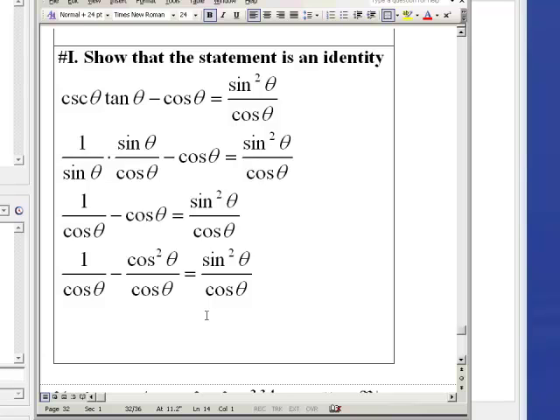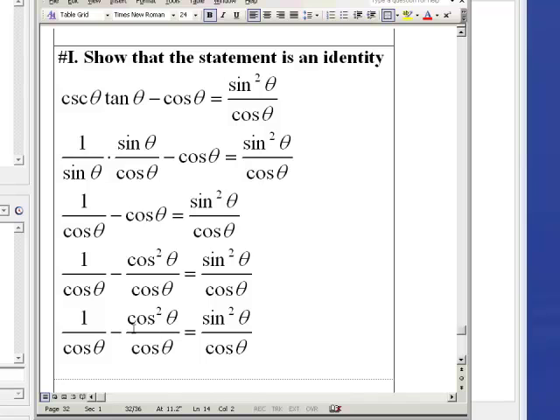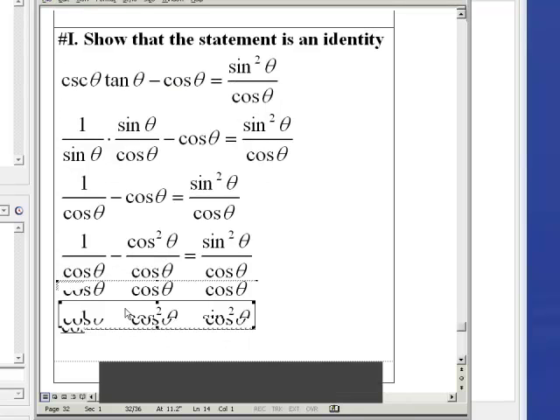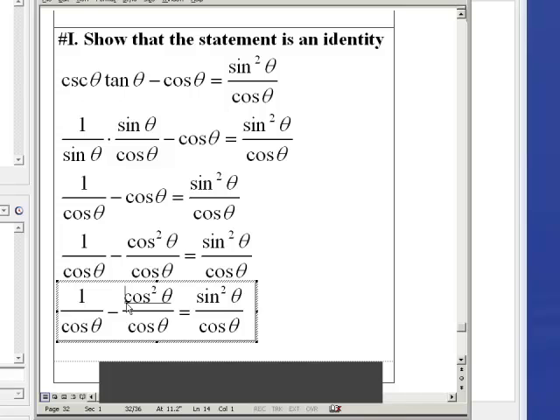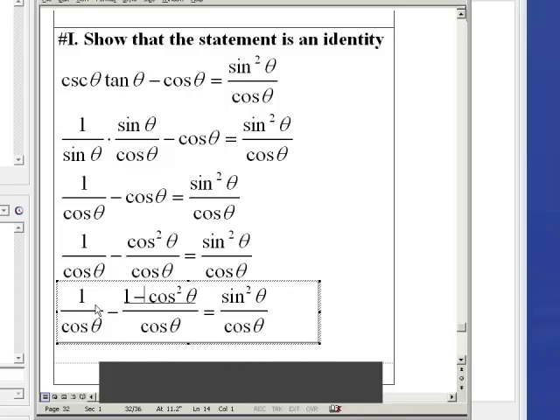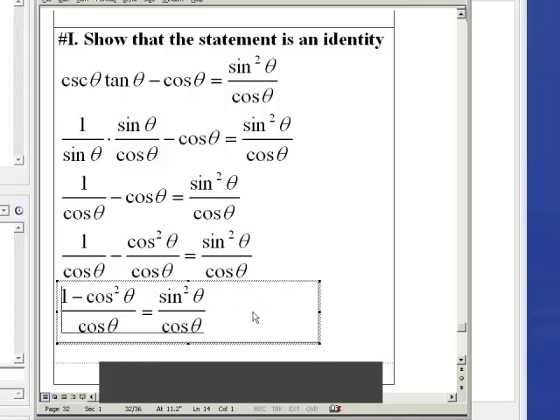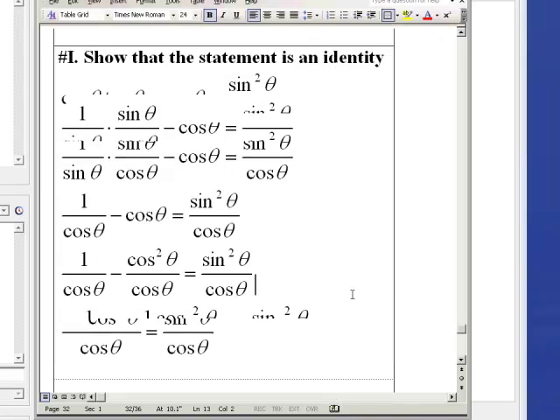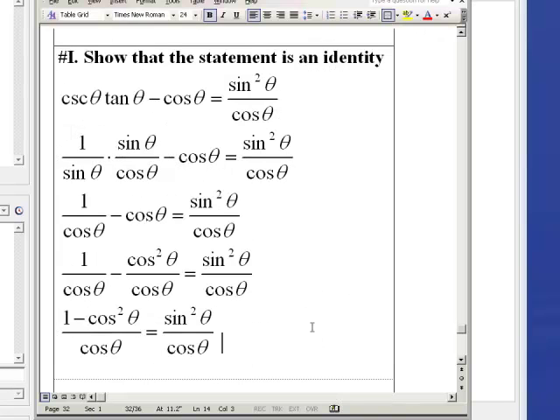Let's see. So my last step should be that I have a common denominator on the left-hand side. And in the numerator, I'm simply going to have 1 minus cosine squared when I've combined those two fractions. And now at this point, I can again say, well, that's the Pythagorean identity: 1 minus cosine squared is the same as sine squared. So we're done.